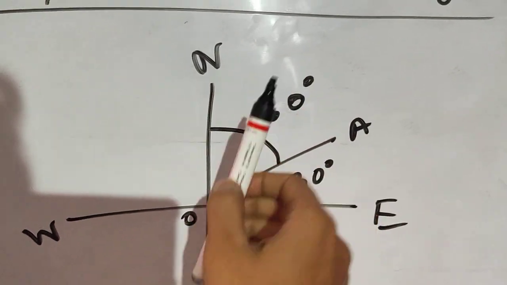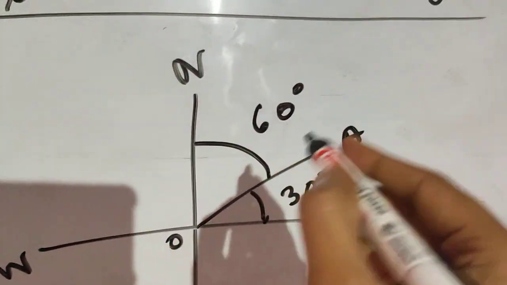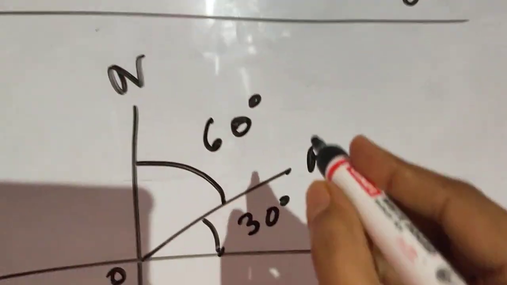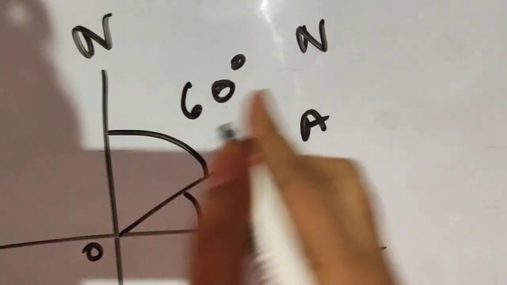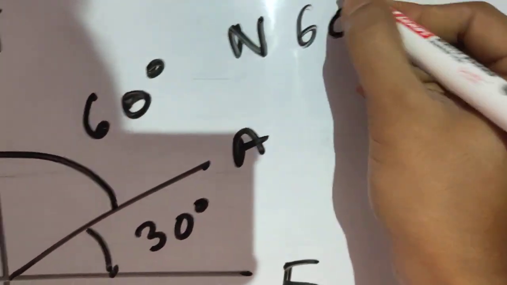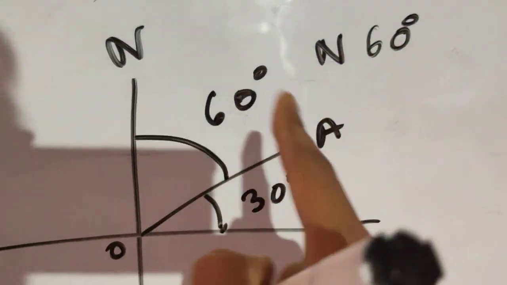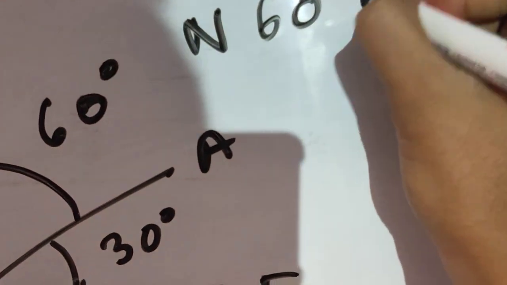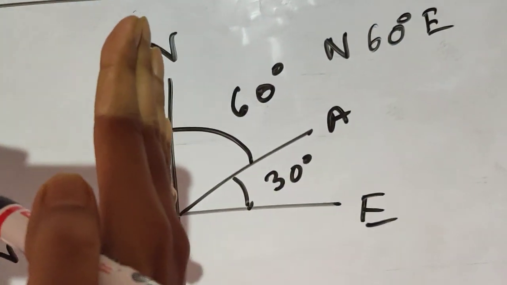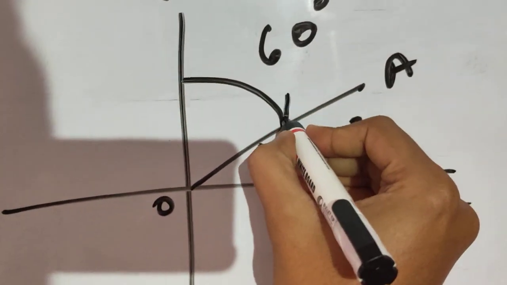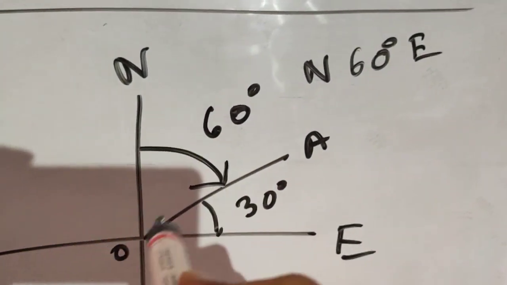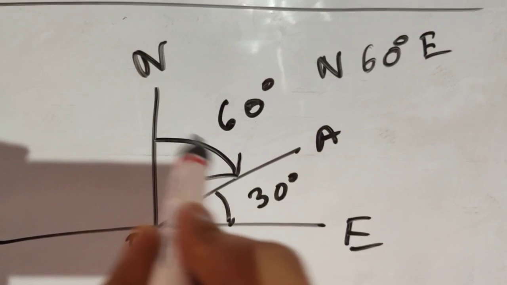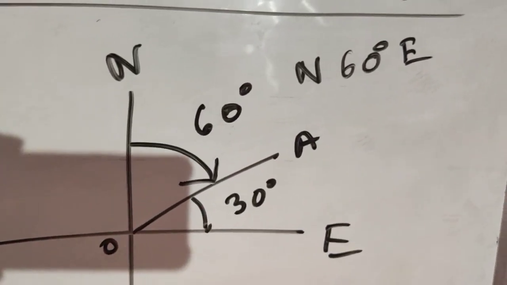How much? 60 degree. So the bearing of this line OA in quadrantal bearing method will be north, because we are measuring from north. How much? 60 degree, because the angle between north direction and the line is 60 degree. East, because we are moving from north to east. In this direction we are measuring from north to east. So the bearing of this line is north 60 degree east. Okay.